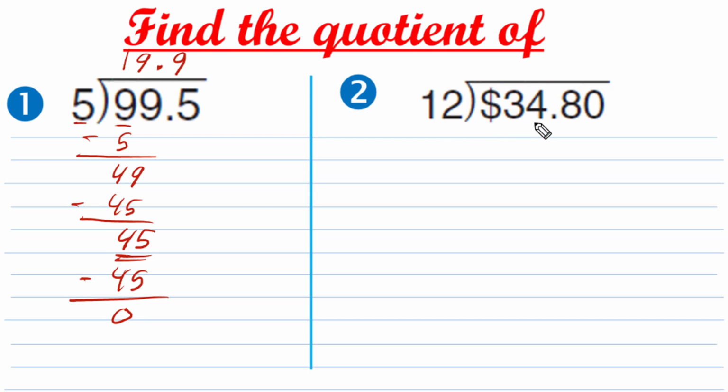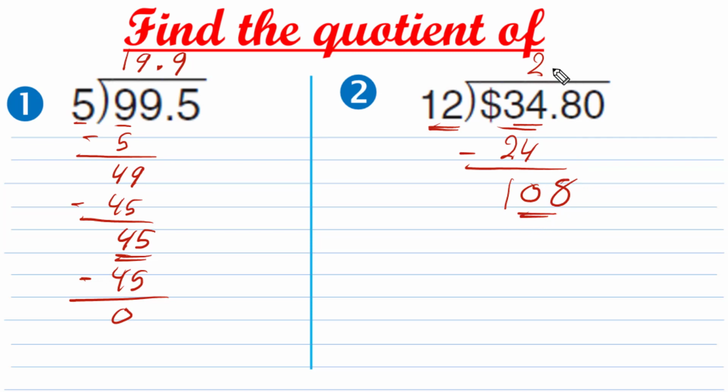Number 2, 34 divided by 12. If you try 3, it will be 36. Now try a number less than 3, which is 2. 2 times 12 equals 24. Draw a line and subtract. 4 minus 4 equals 0. 3 minus 2 equals 1. Now we have 10. Bring down the next digit, which is 8.